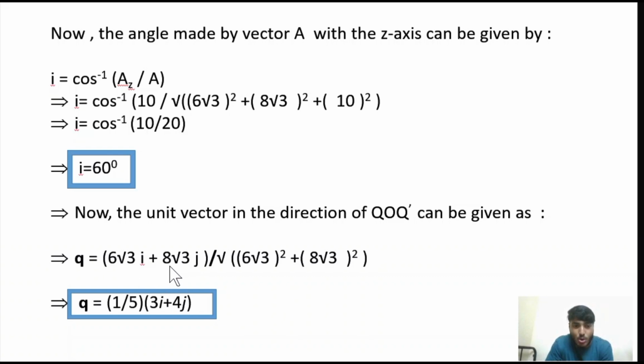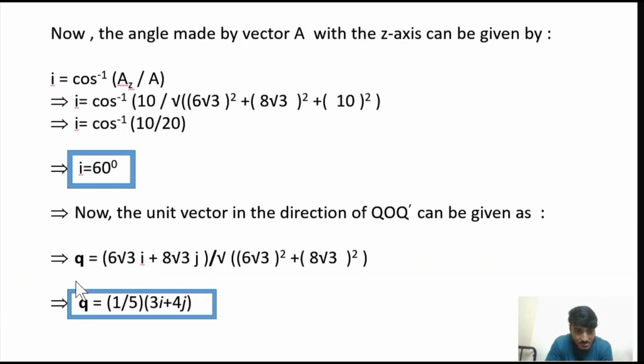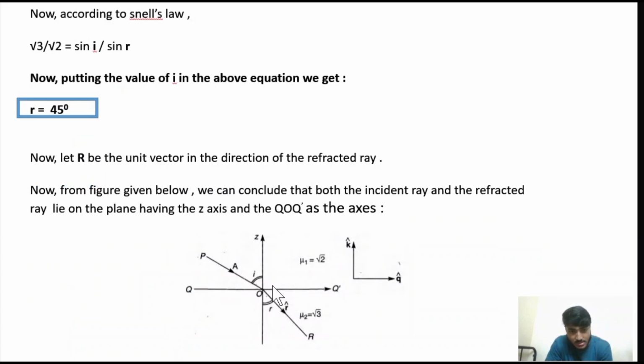We have the vector QOQ dash as, if we see here, the vector QO can be given as 6 root 3i plus 8 root 3j. So if we find out the unit vector of QO, that will be the same as the unit vector of QOQ dash. So thus, vector small q can be given as vector QO divided by the magnitude of QO. So this will be the unit vector along the direction of QOQ dash. So now we have the unit vectors for this axis as well as the unit vector for this axis, the Z axis.